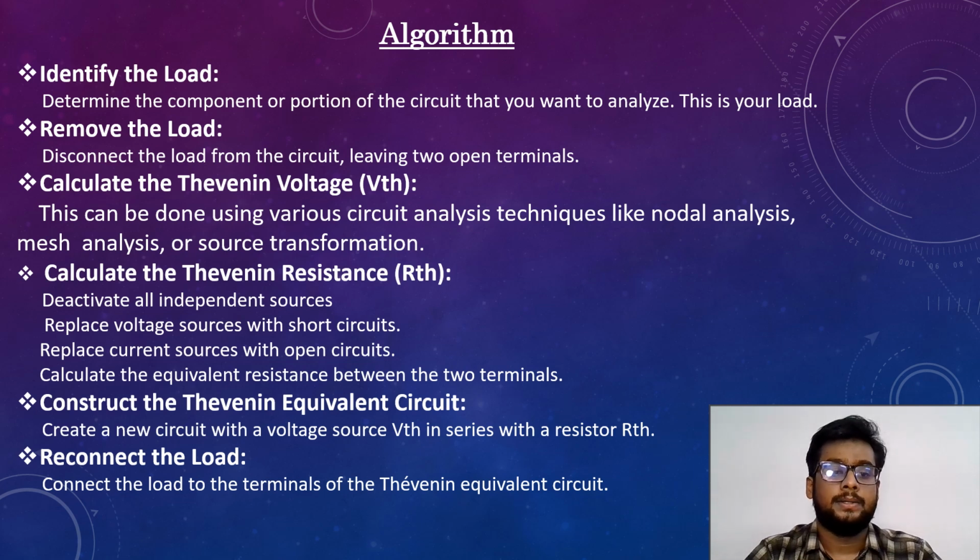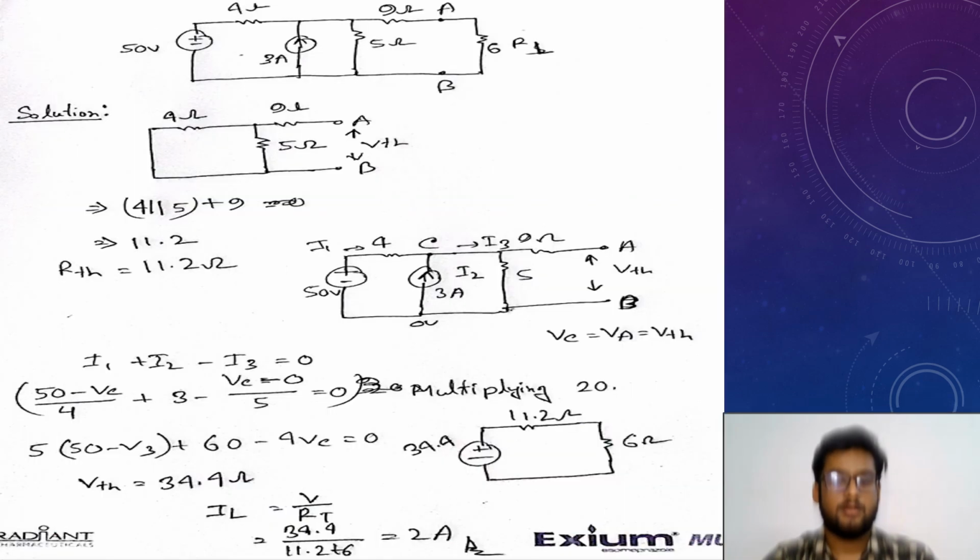Deactivate all independent sources. Replace voltage sources with short circuits. Replace current sources with open circuits. Calculate the equivalent resistance between the two terminals. Construct the Thevenin equivalent circuit: create a new circuit with a voltage source VTH in series with a resistor RTH. Reconnect the load: connect the load to the terminals of the Thevenin equivalent circuit.